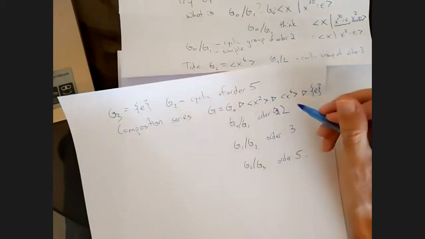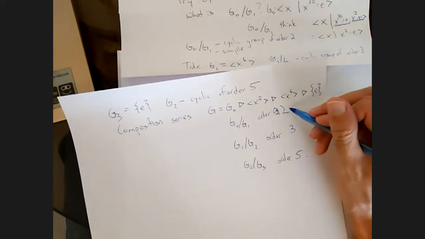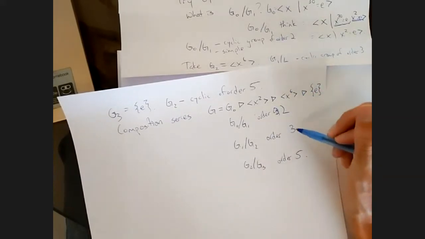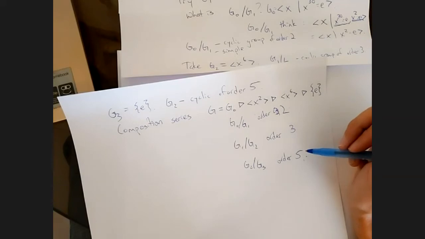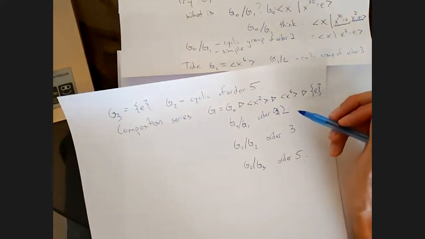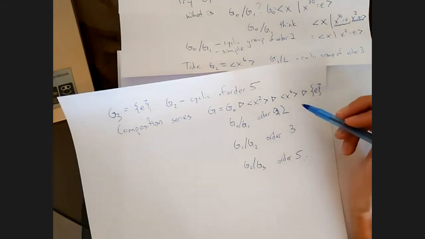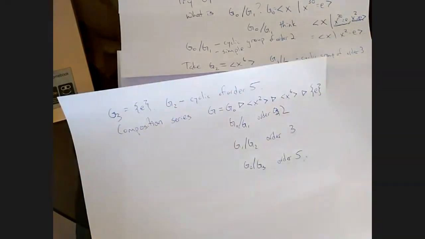In other words, this is no coincidence. Since 2 times 3 times 5 is 30, that's the prime factorization of 30. So this composition series is really coming from the factorization of our group.